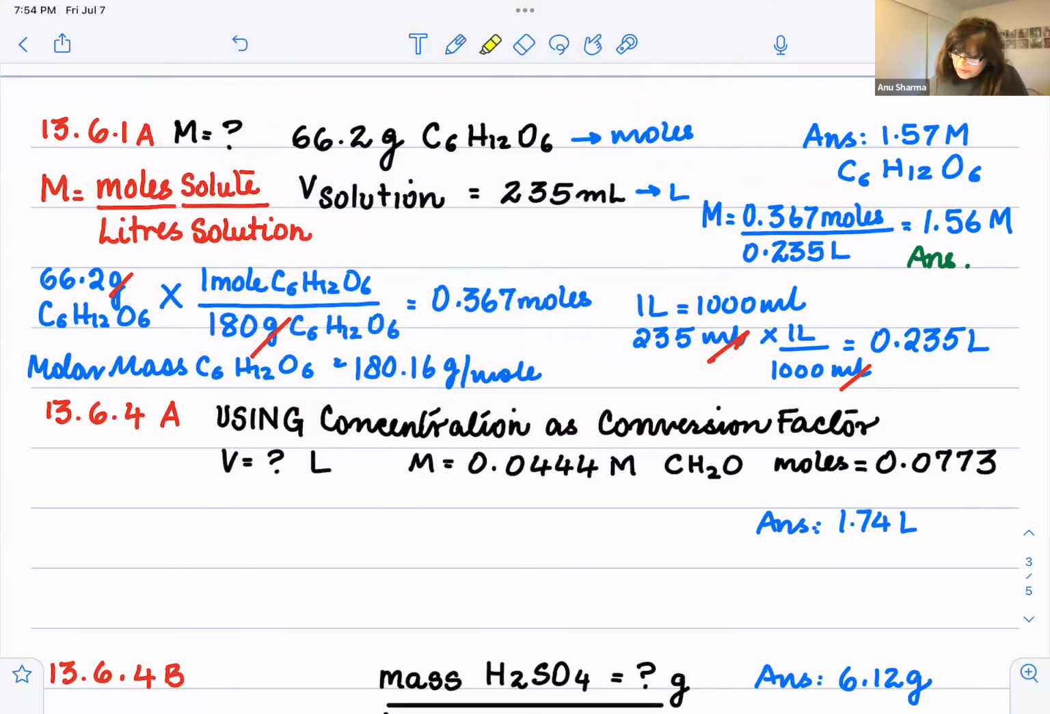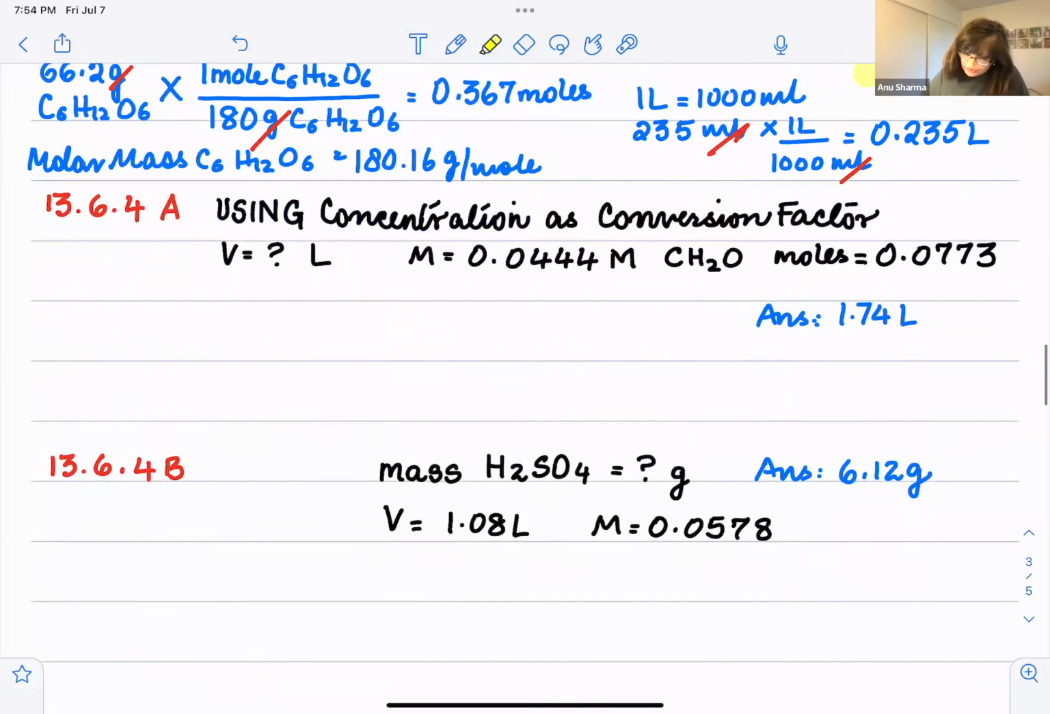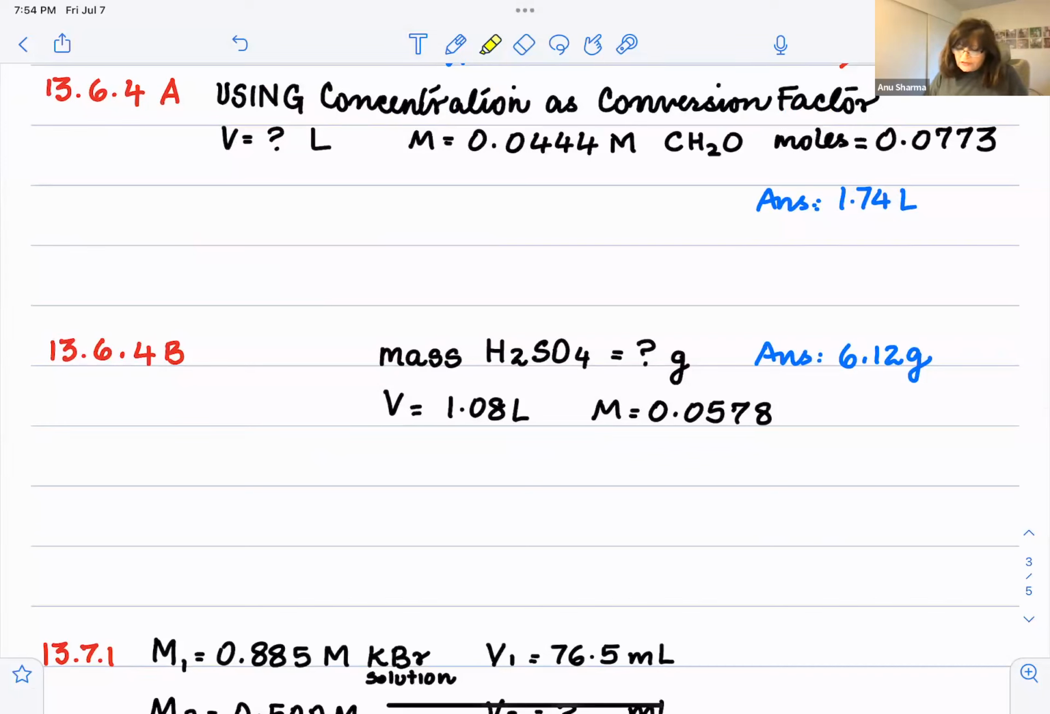Okay, so this is the molarity, and that's the answer. All right, so this is the way you are going to do it. Next is using concentration as a conversion factor. You're given the moles, you're given the molarity, find the volume.